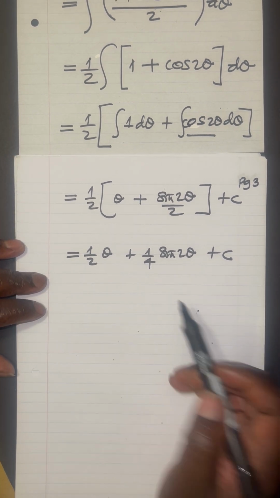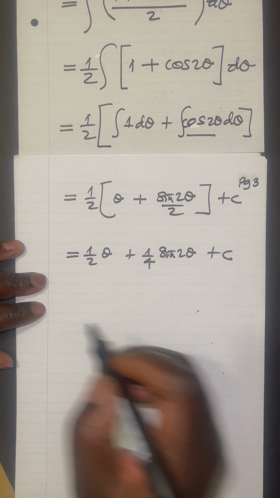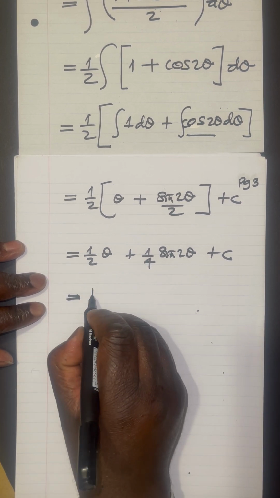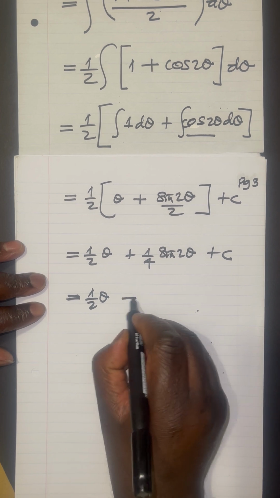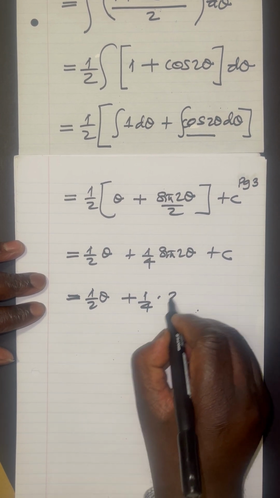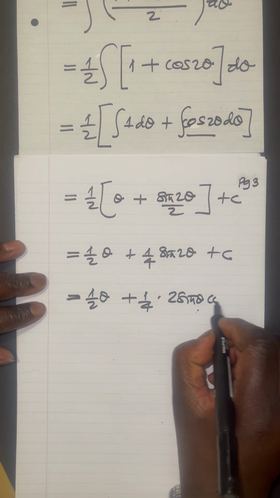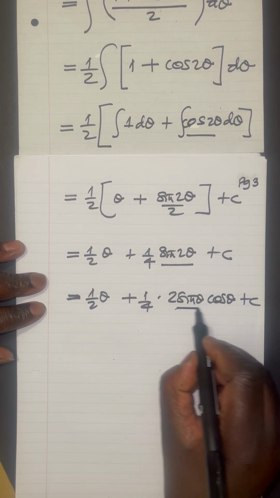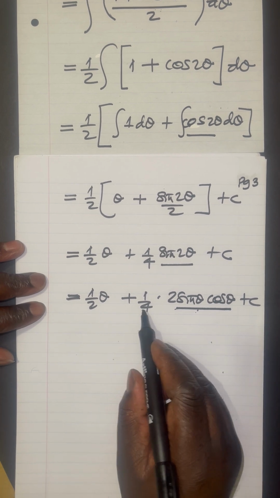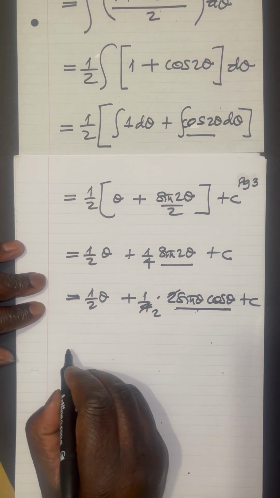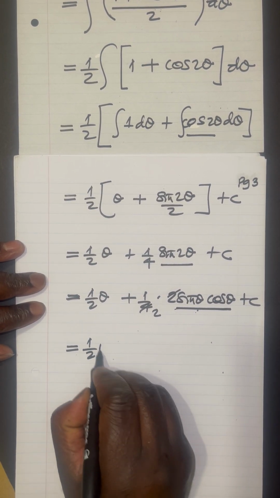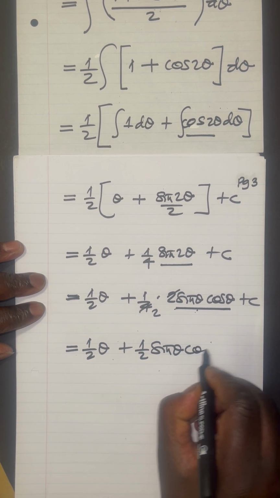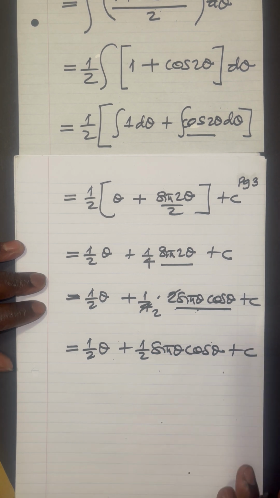Now, at this stage, we're going to look at the double angle formula for sine. Let me keep this one as it is. So this is going to be equal to 1 over 2 theta plus 1/4 times 2 sine theta cos theta plus c. That's the double angle formula for sine. That produces that part there. But we have 1/4 out, so this cancels there. Now what we have is 1 over 2 theta plus 1 over 2 sine theta cos theta plus c.